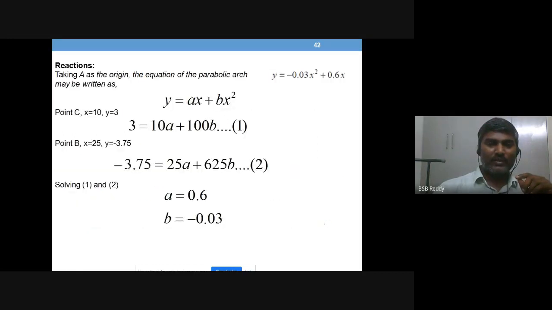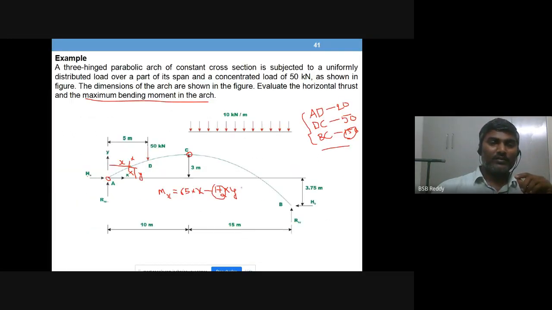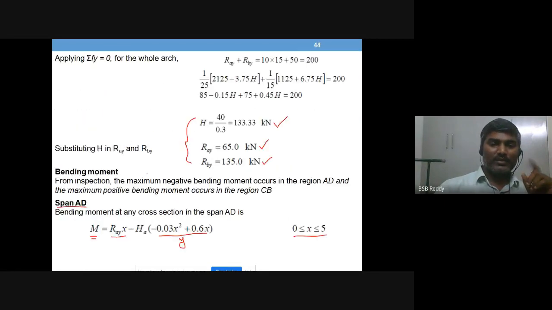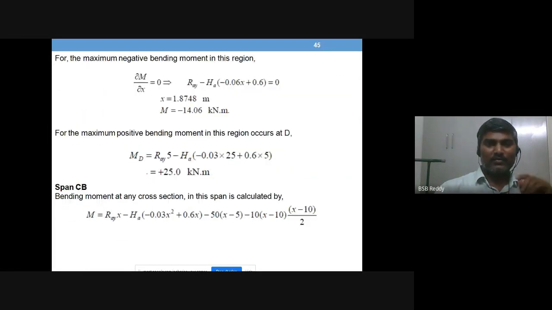Okay, let us see what is here. Point D is at a distance of 5 meters. Okay, right, so that is the equation. Now, what do you want? Between AD, what is the maximum or minimum value?